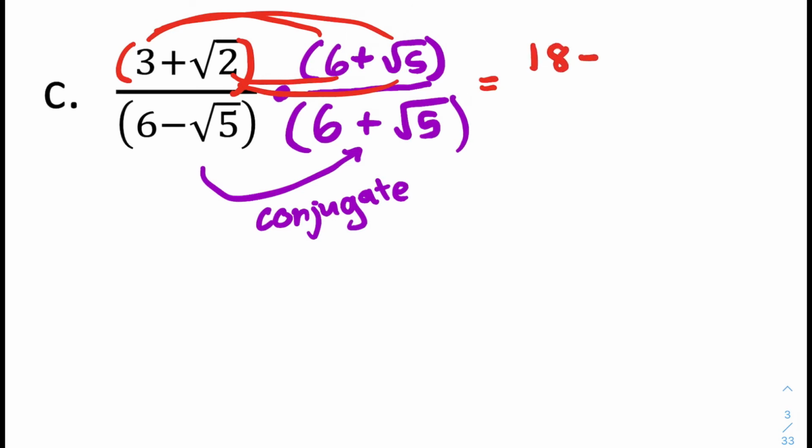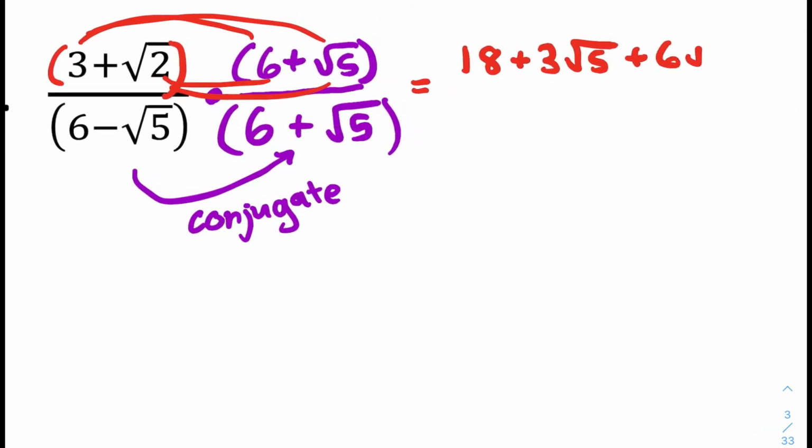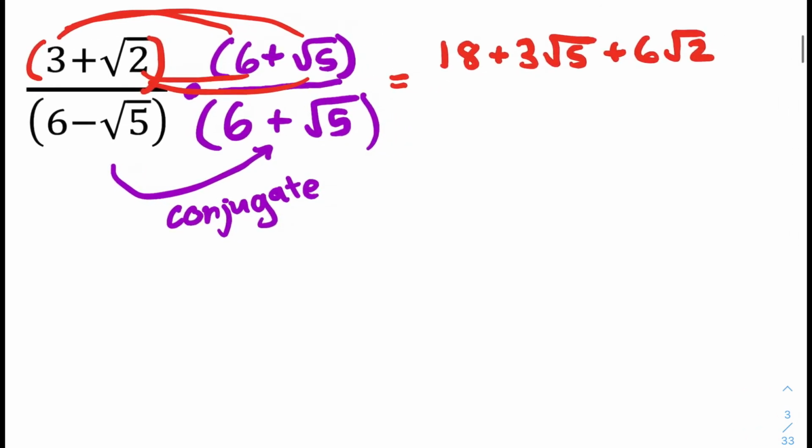So 3 times 6 gives you 18. 3 times square root 5 is 3 square root 5. 6 times square root 2 is 6 square root 2. And square root 2 times square root 5 is square root of 10. So all that on top, and no like terms.